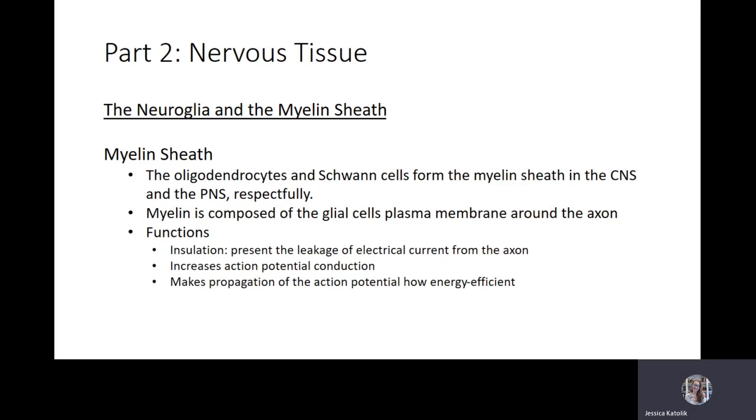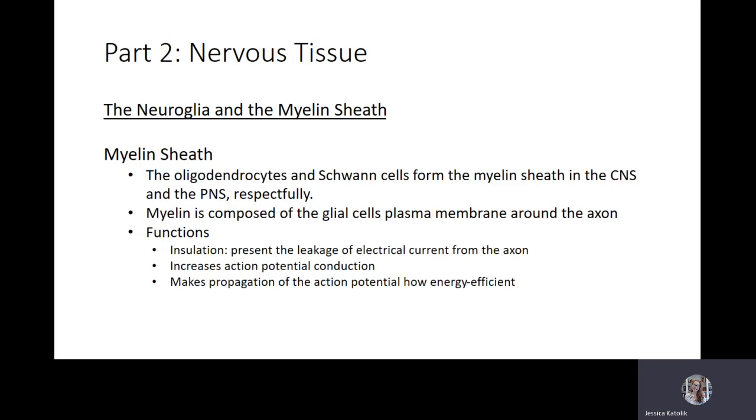Another function, and equally as important, is that it will actually increase action potential conduction. So it will allow the action potential to move faster across the plasma membrane of the neuron, of the axon. And so it's going to make the signals travel faster. And we'll talk about how it does that in a couple slides. It also helps lower the amount of energy necessary for the action potential to propagate across the axon. So it makes everything nice and energy efficient.